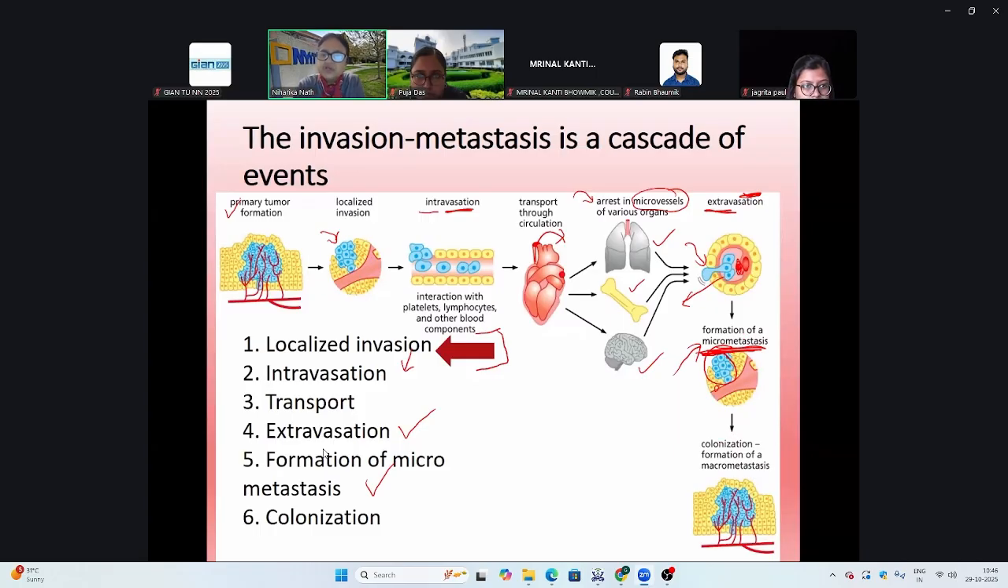And then colonization. And in colonization, they are growing bigger. And how does that happen? Colonization requires blood vessels, etc. And so it's a macro metastasis now. So it's now bigger and it knows how to survive. And I will show you one or two videos about that colonization.